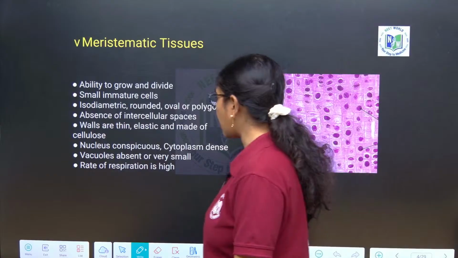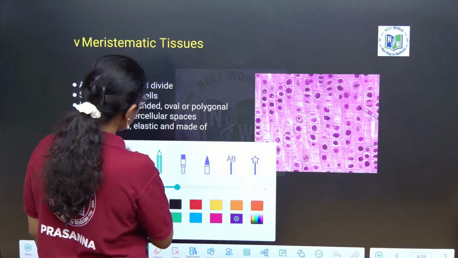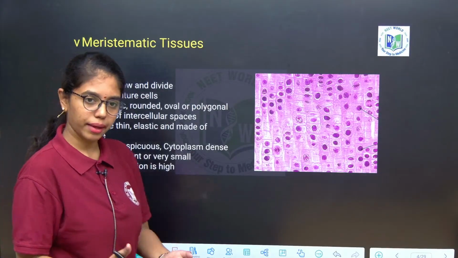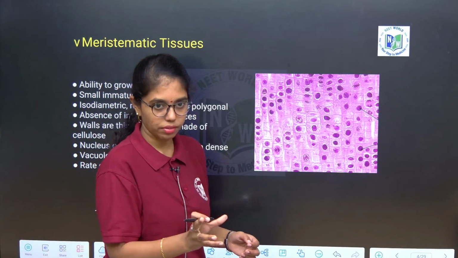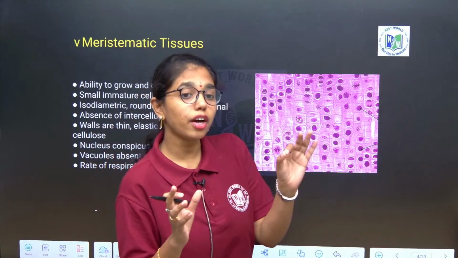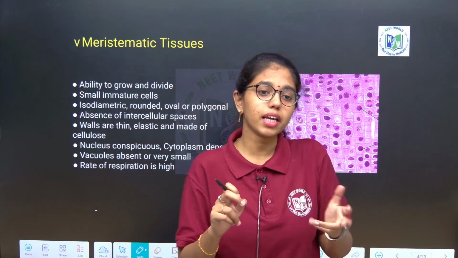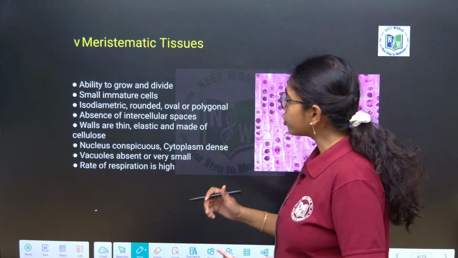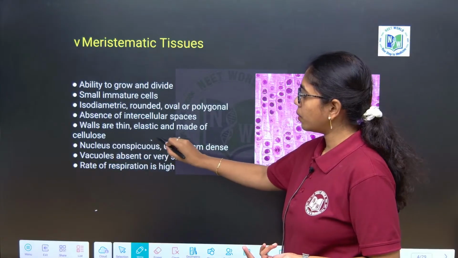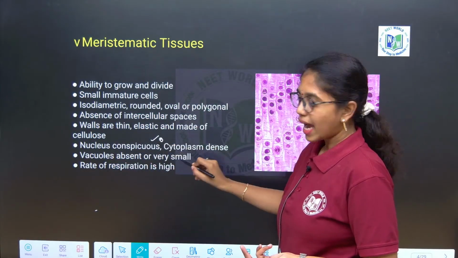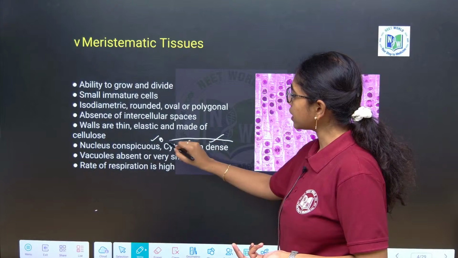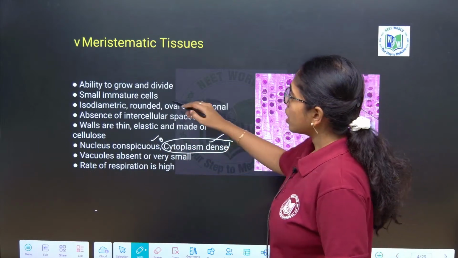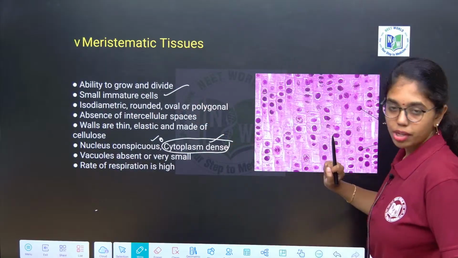How can you remember meristematic tissues? Meristematic tissues means what, beta? Those cells which divide all the time. Their only activity is division. If a cell needs to divide all the time, should its cell wall be thick or thin? Thin, right? Its cell wall should be thin and it should have a conspicuous nucleus, means a prominent nucleus, and dense cytoplasm, because it is dividing continuously, and they have small and immature cells.